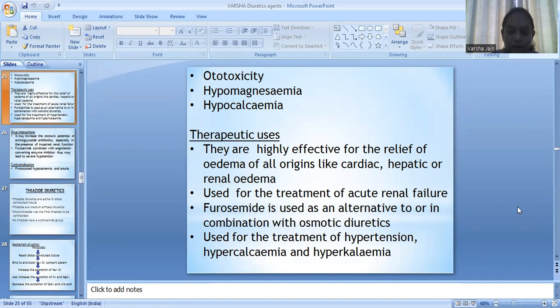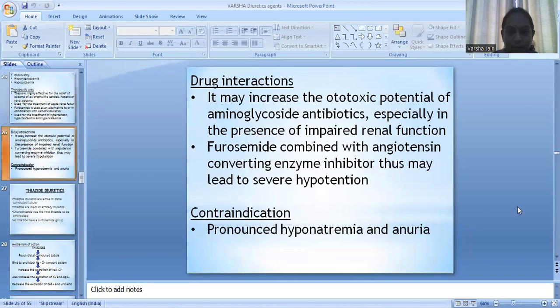Therapeutic uses of furosemide: they are highly effective for the relief of edema of all the organs, like cardiac, hepatic, or renal edema. Used in the treatment of acute renal failure, furosemide is used as an alternative to or in combination with osmotic diuretics. Used for the treatment of hypertension, hypercalcemia, and hyperkalemia.